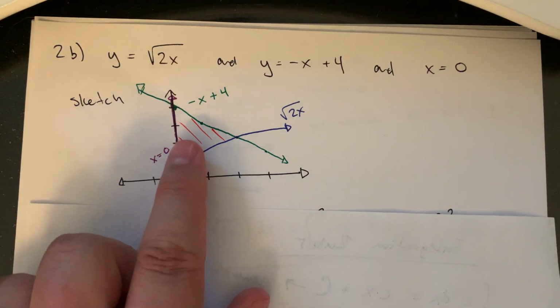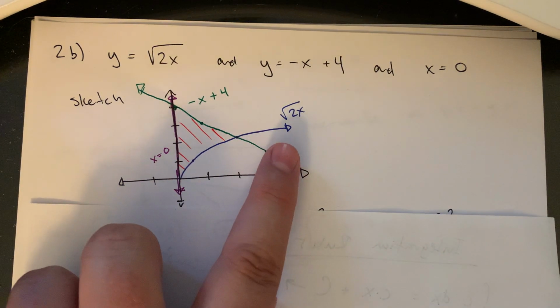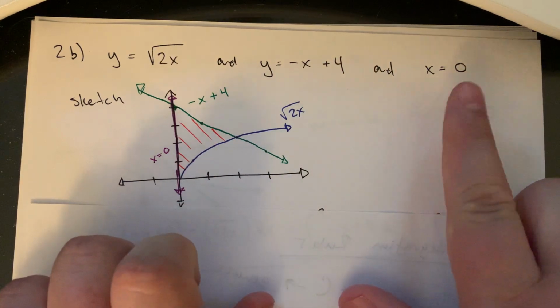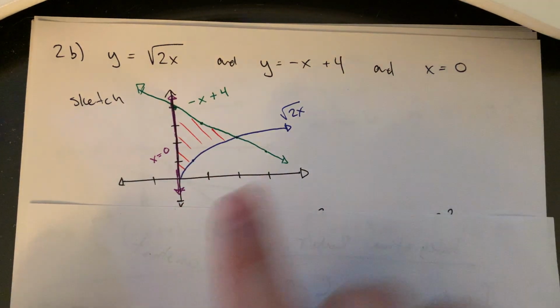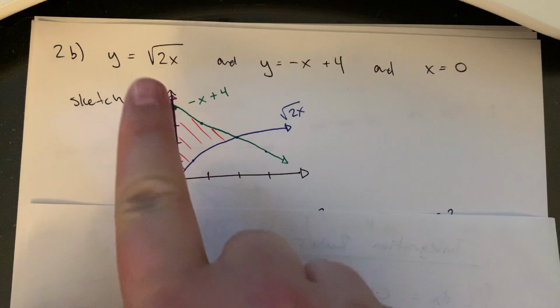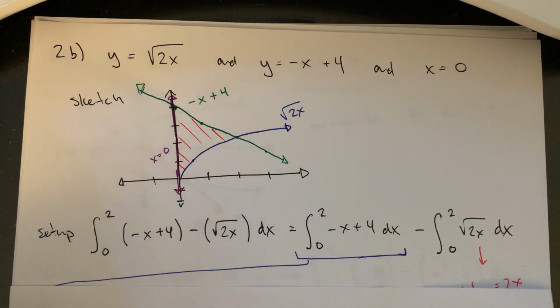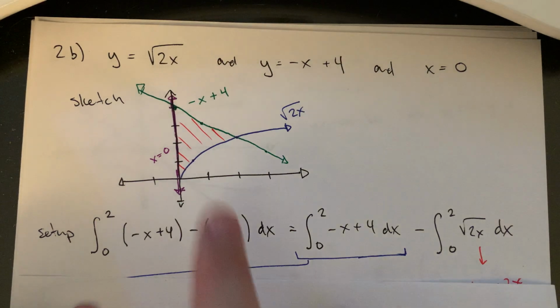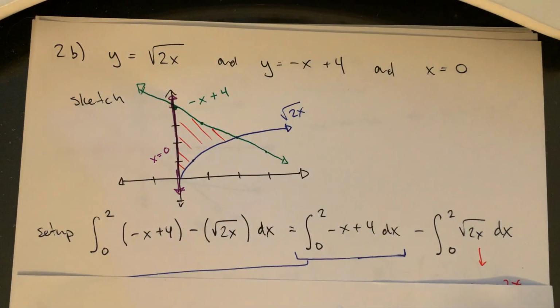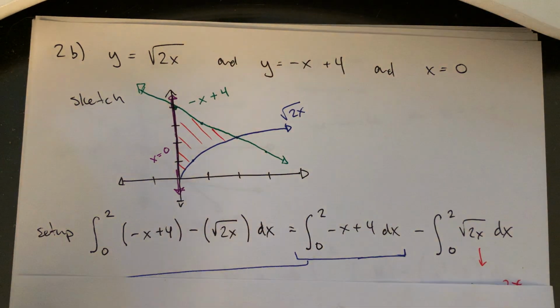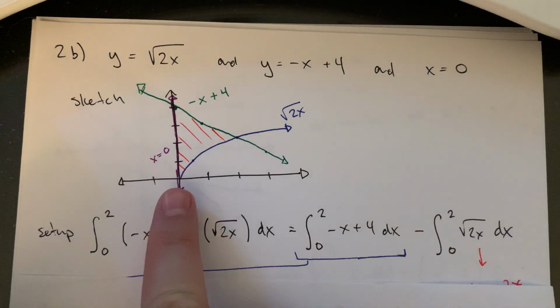We know we want this region to the left versus whatever would happen over here, because the third boundary is x equals 0 as a line. So the x equals 0 is here. The only region with those three as a boundary altogether would be the part that I've shaded in. So the integral that we're going to set up is: the upper function is the line, negative x plus 4. The lower function is going to be the root function, the root of 2x. And then the interval is going to run from 0 to 2.